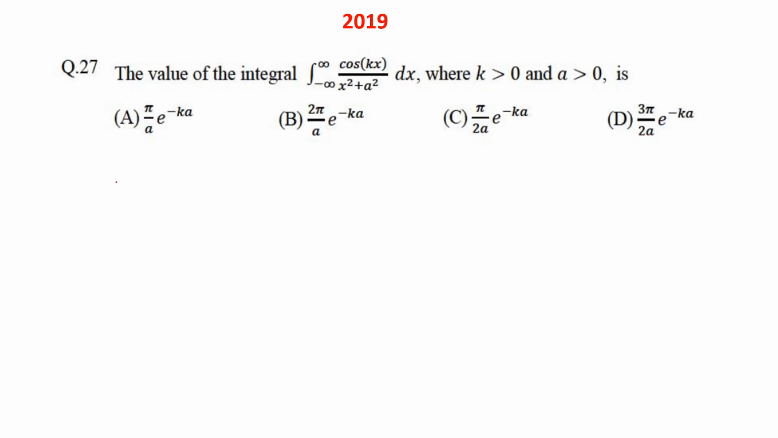Hello everyone. Today I'll be solving question number 27 from the 2019 exam. In this question, we are asked to find the value of this integral. This is the real integral and we need to find its value. So how will we solve it? We will use the method of contour integration.